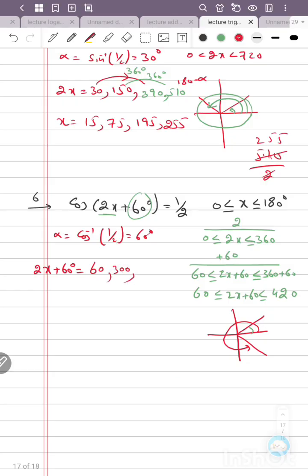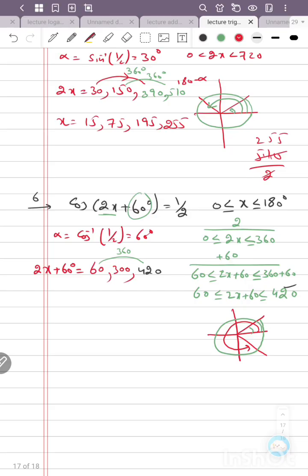Okay, now because our interval goes up to 420, we will move more. We have to complete this one circle and then add 60. Simply we add 360, we get the answer 420, and 420 is our last limit. So there is no need to move forward.